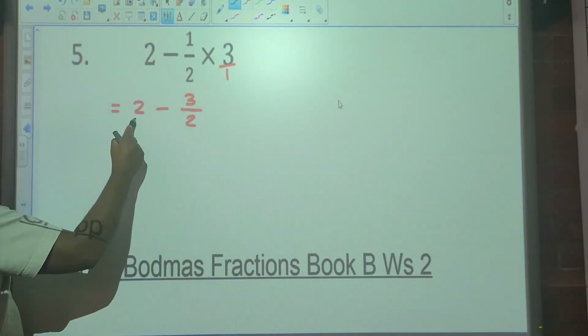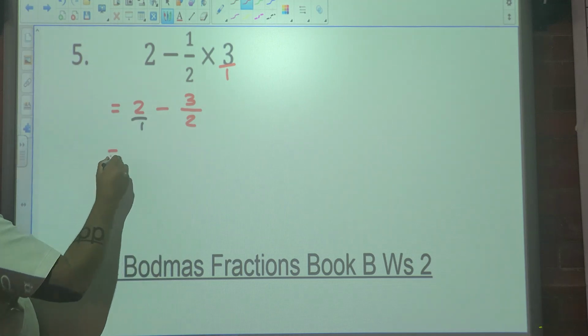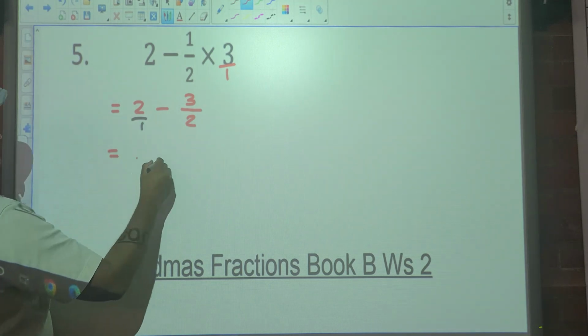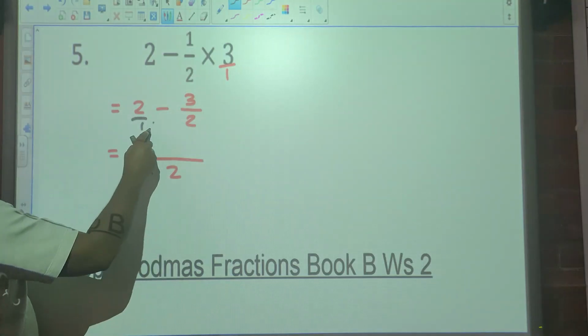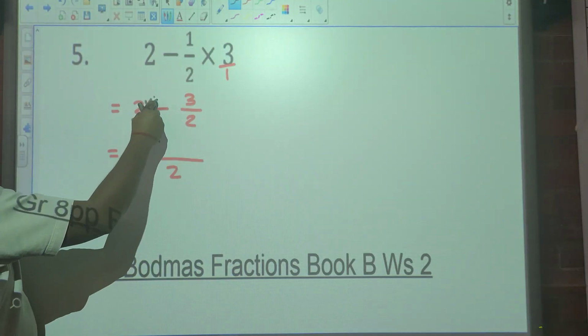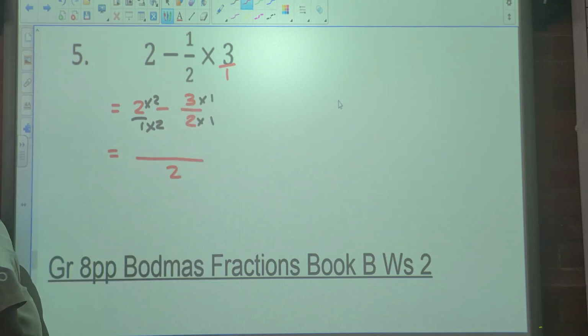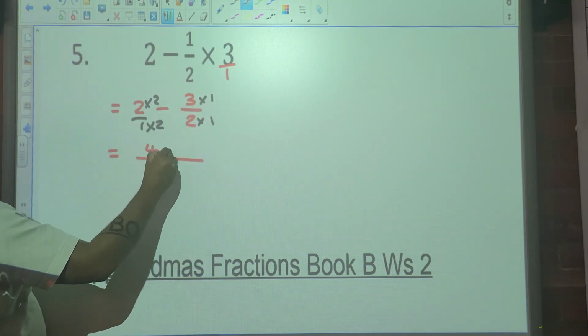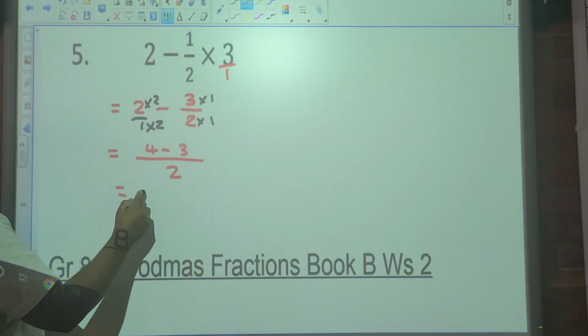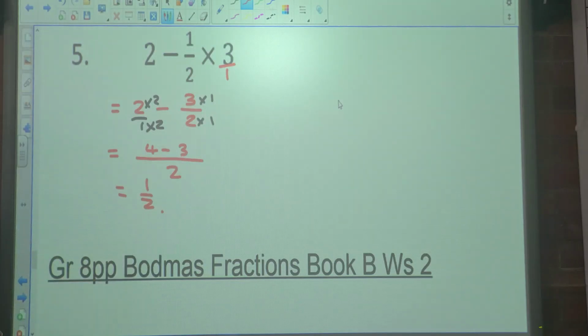What's your LCM here? 2. We must multiply this by 2. So 2 multiplied by 2 is 4 minus 3. What's 4 minus 3? It is 1. Okay. Any confusion there? No confusion?